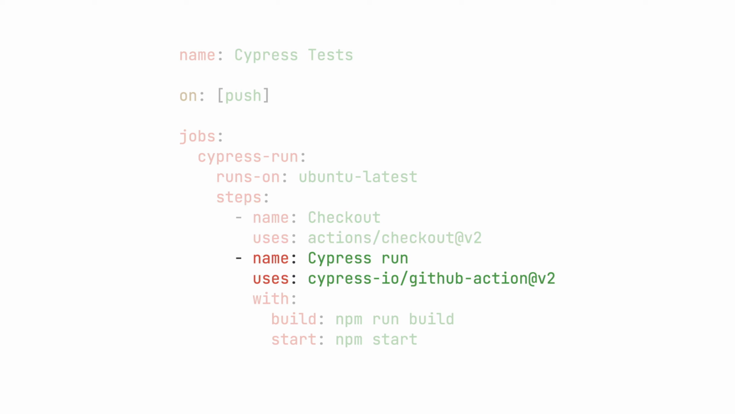Next, we utilize the Cypress GitHub action, which is maintained by the Cypress team. This will install all of our NPM dependencies and run our Cypress tests. Finally, we are using the with directive to tell the Cypress action to run with our build and start NPM scripts.